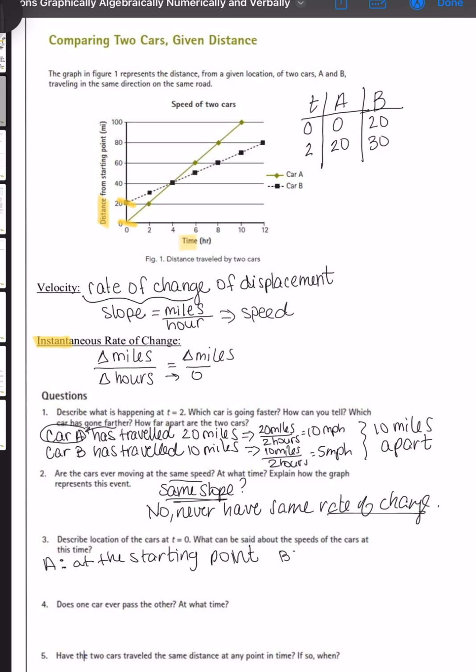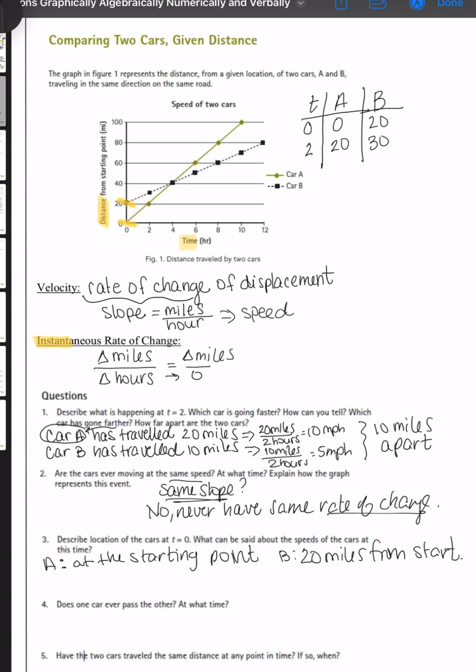Car B is 20 miles from the starting point. How about I'll just put start. And what can be said about the speeds of the cars at this time? Well, that's a little bit tricky. I don't think that there's enough information for us to tell the actual speed of the cars at that time because we don't have any information before we started the timer.